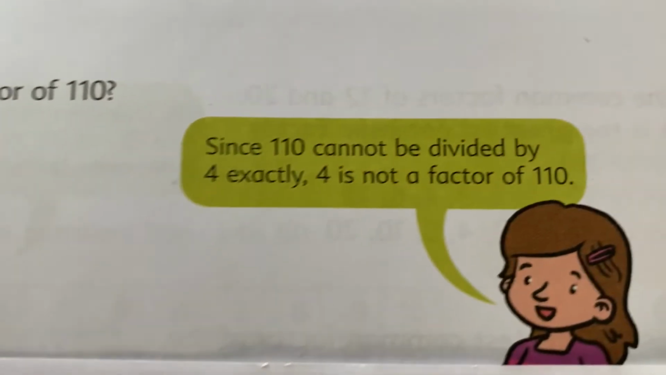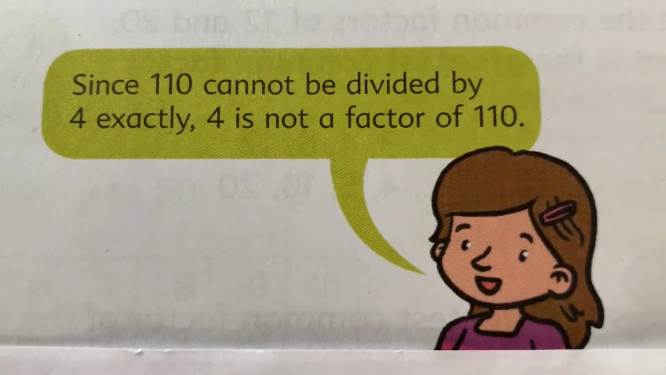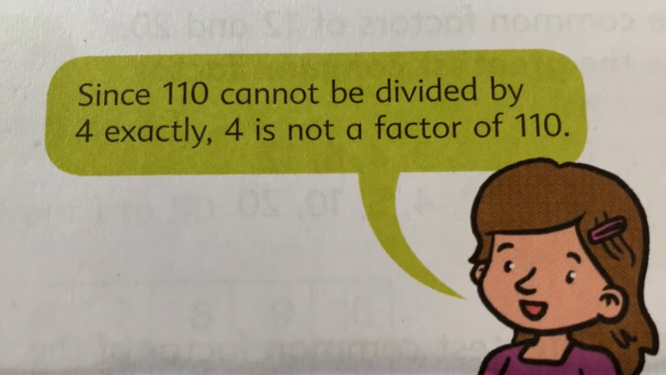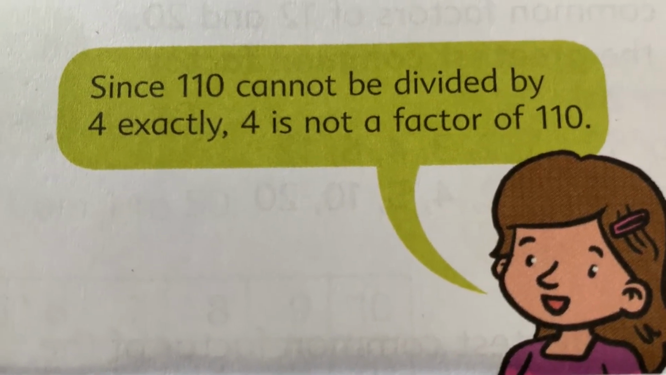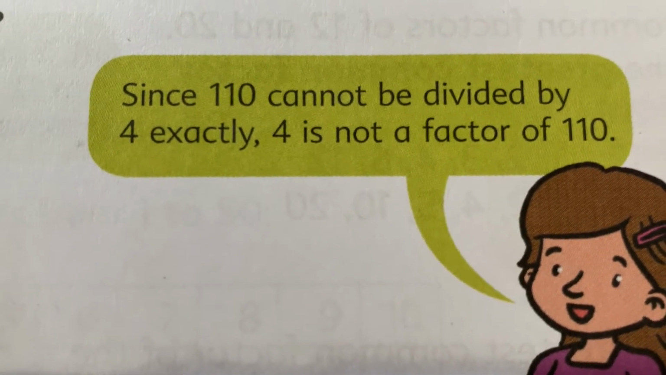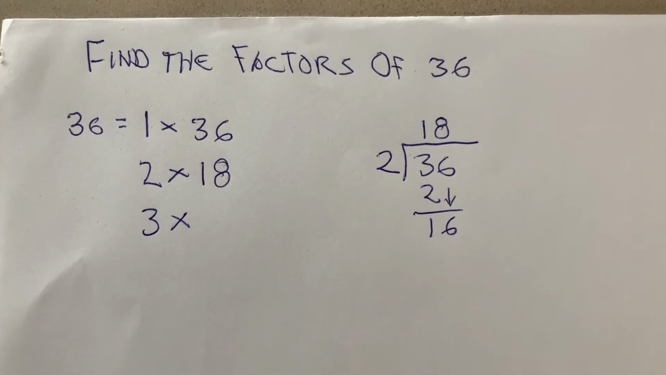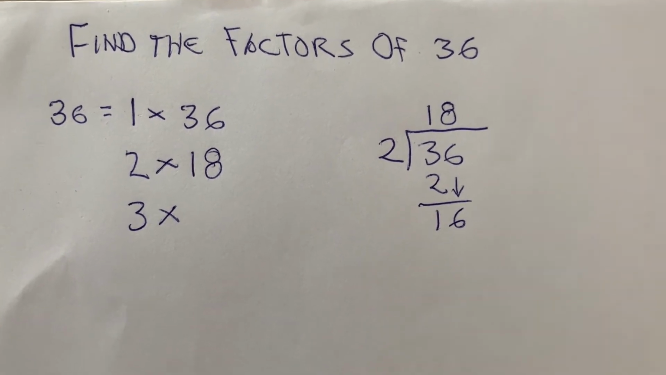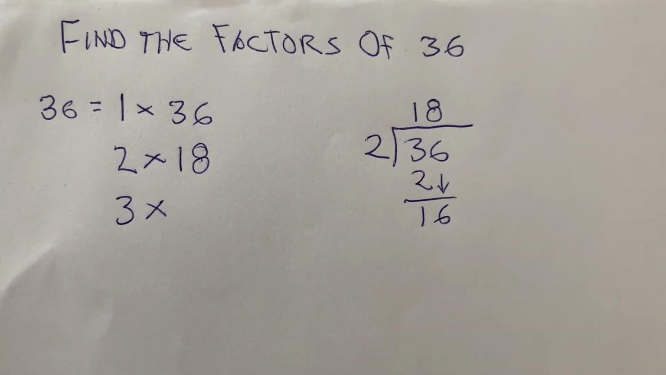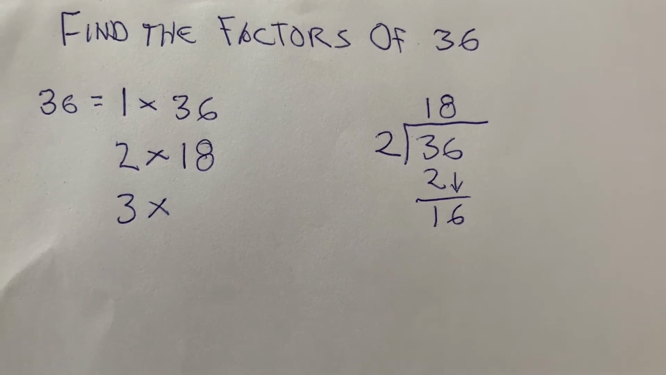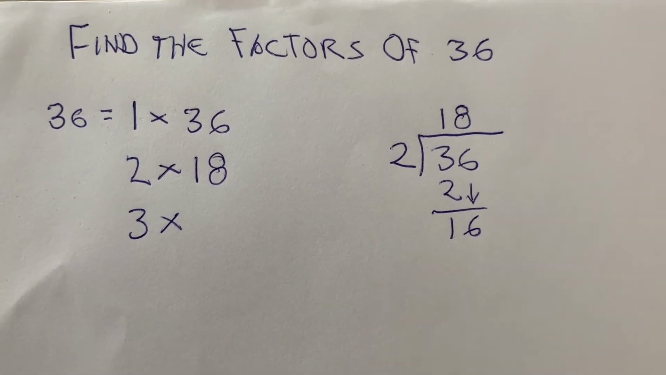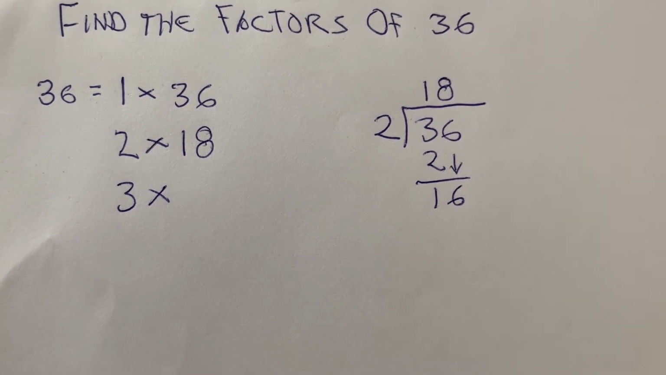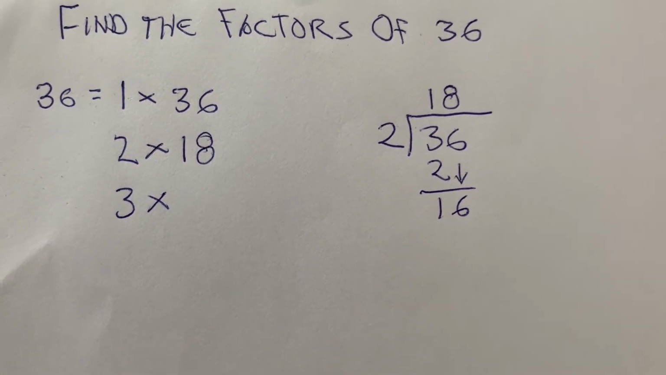Since 110 cannot be divided by 4 exactly, 4 is not a factor. We can't have a remainder. It has to fit in. Okay? One of the strategies to find the factors of a multiple, like this number 36, we make a chart or a list. So you always start off with 1, right? 1 times 36 is 36. Then you start with 2.